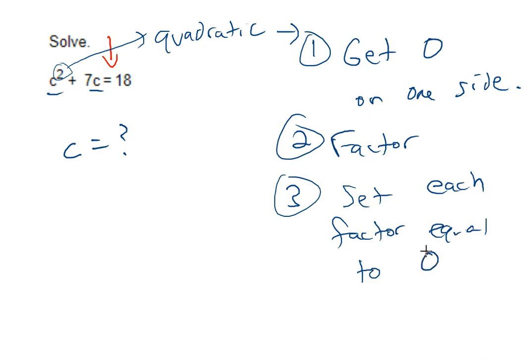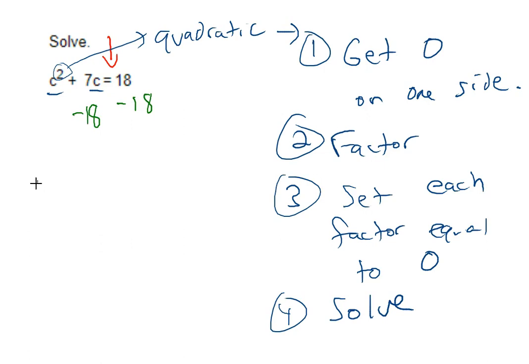Equal to 0. And then you solve, and then you should be able to get c by itself, right? So let me go ahead and erase this here. So this isn't going to work. We can't just solve it for c. We have to do this workaround instead. So first thing, we've got to get 0 on one side. So I'm going to subtract the 18 back to the left-hand side. So we get c squared plus 7c minus 18 equals 0.